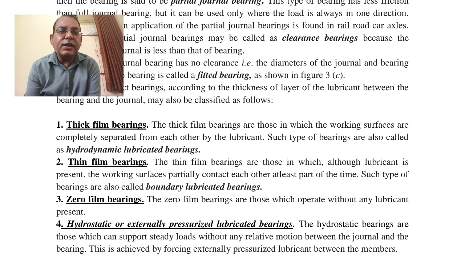In thin film bearing, the surface of the shaft and surface of the bearing are partially in contact with each other. There is a partial contact between the surface of the bearing and shaft, because there is a very thin film of lubrication between them. Zero film bearing: in zero film bearing, no lubricant is used. That is called zero film bearing.